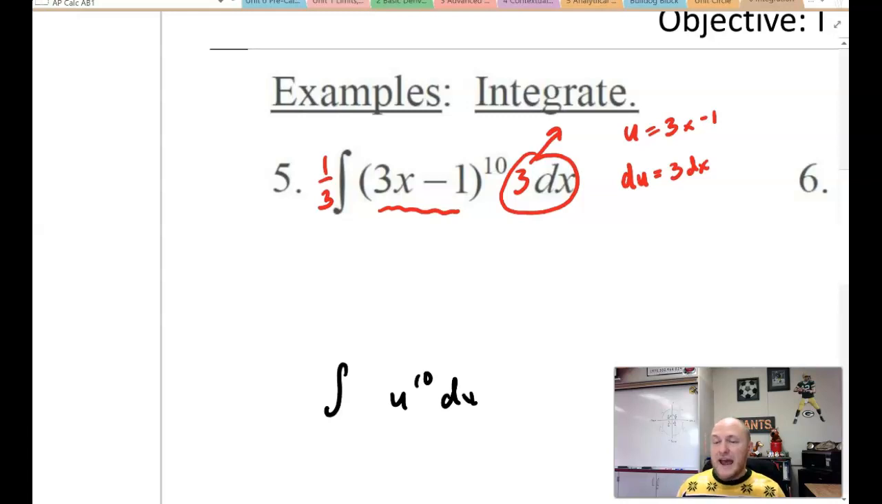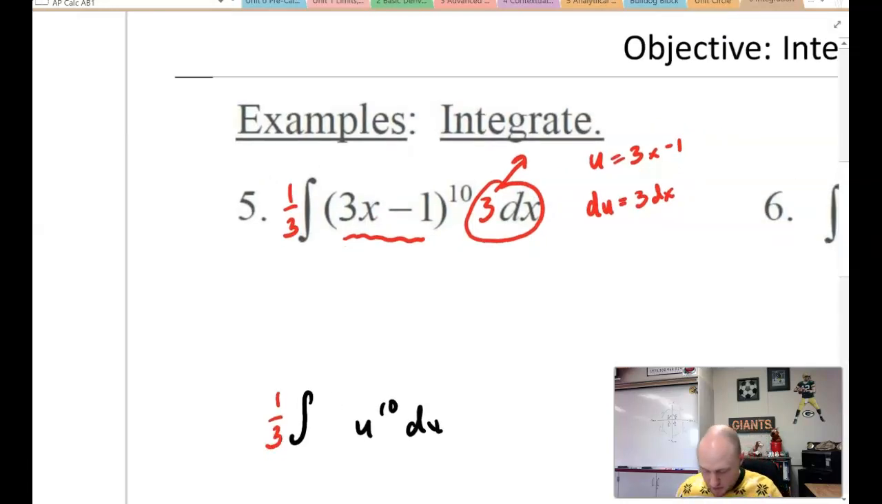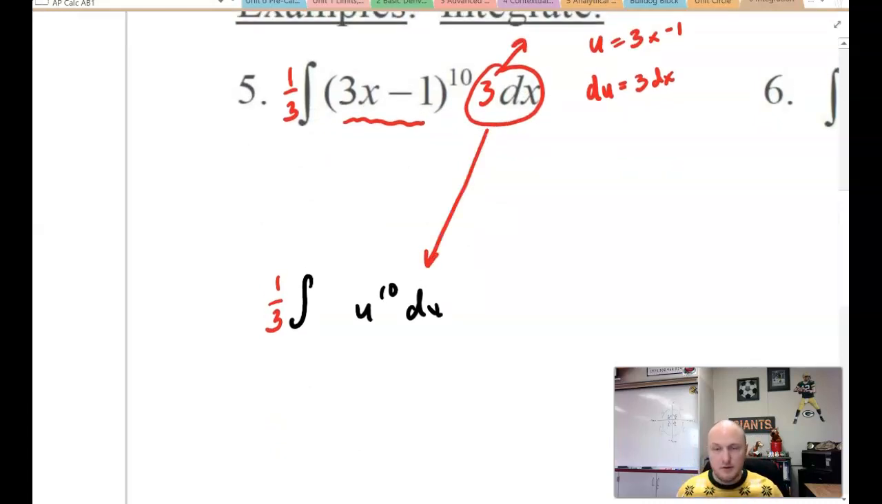Okay, so now that I added in the hook-on factor, I can go ahead and rewrite this. So I have to bring down my 1/3, and this is u to the power of 10, and then here is my du, the 3 dx. Okay, so when I integrate, that goes away, and we get 1/3, u to the power of 11, and we're going to divide by 11.